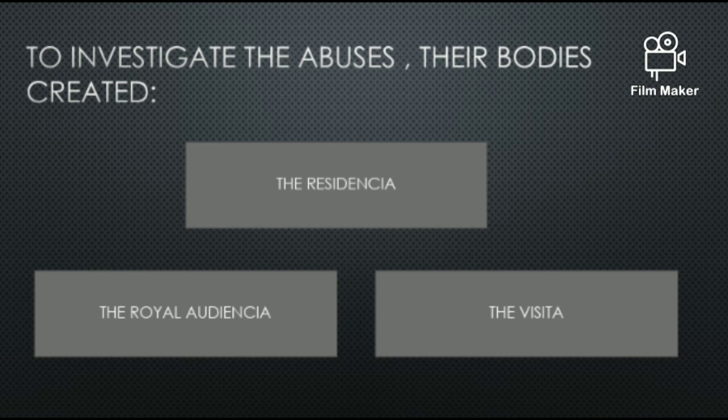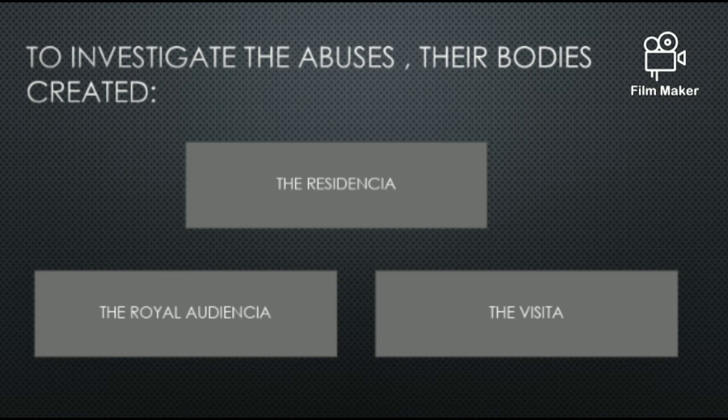The Visita. The Council of the Indies in Spain sent a government official called the Visitador General to observe conditions in the colony. The Visitador General reported his findings directly to the king.